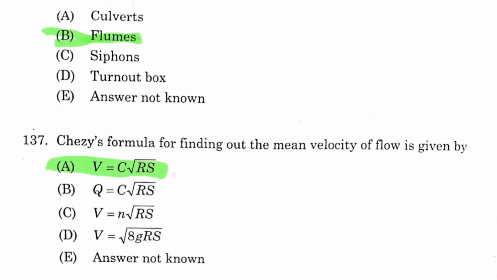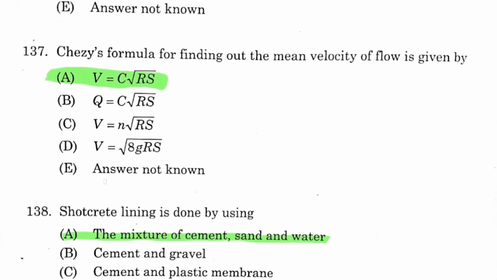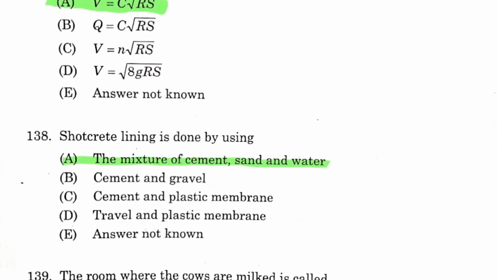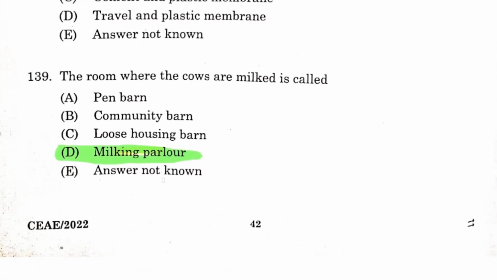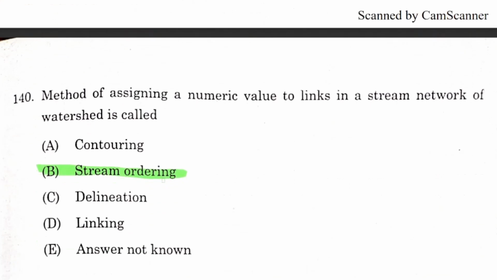Next, Chezy's formula for finding the mean velocity, the expression is V equals C root RS. Next question number 138. Shotcrete lining is done by using the mixture of cement, sand and water. Option number A is correct. The room where the cows are milked is called milking parlor. Next question number, the method of assigning a numeric value to links in the stream network of a watershed is called stream ordering.